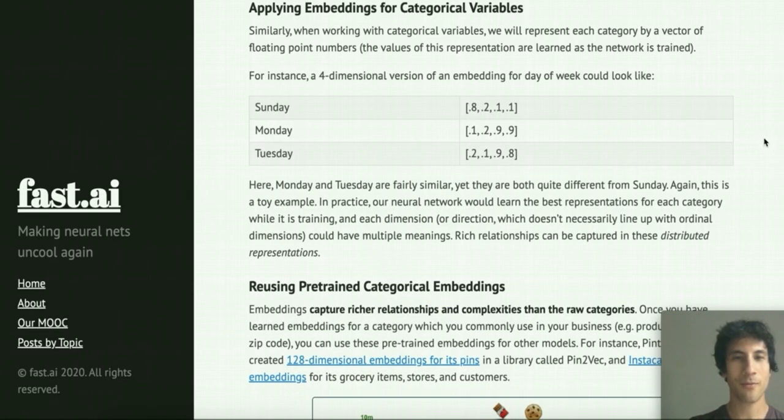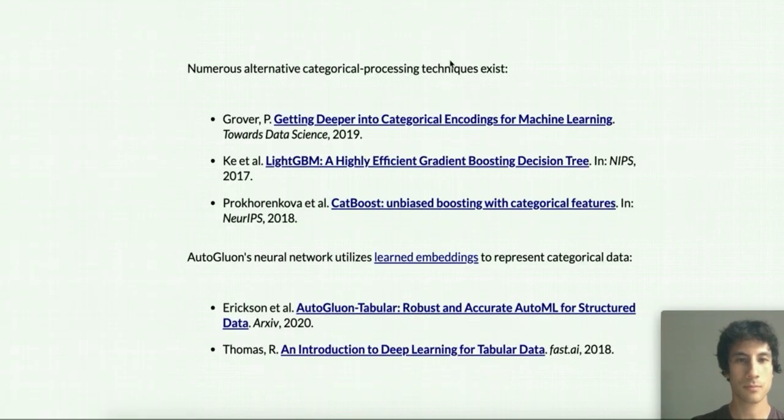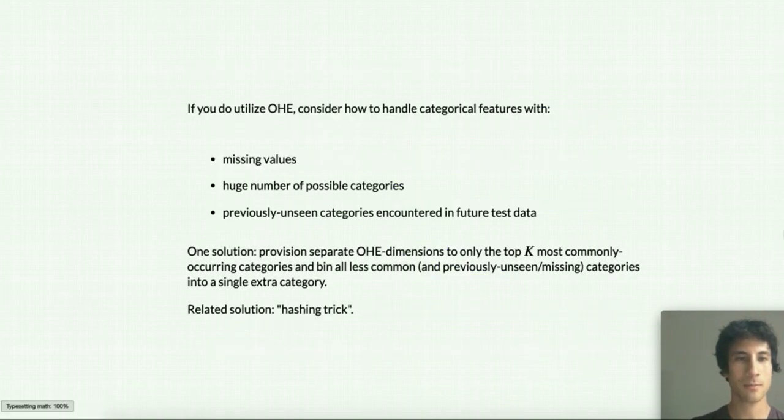Here's a quick summary of what that means. Basically, we can assign a unique vector to each category. Say we have a categorical feature that's days of the week here. And the entries in each of these vectors will be treated as neural network parameters that are learned simultaneously with the weights of the neural network. We invite you to read the additional links for more information on alternative categorical data processing techniques.